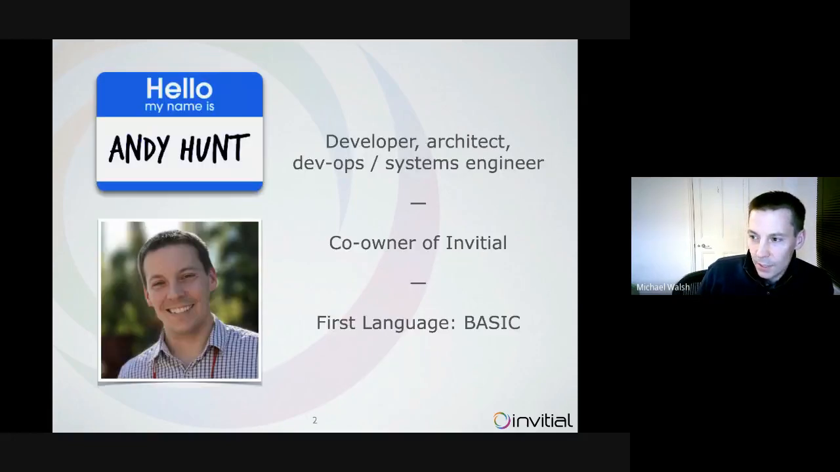First slide, me. So most of you here know me, but I'm Andy Hunt. I'm a developer, architect, DevOps, system engineer, as typically happens when you've been doing this stuff a long time. I co-own a company called Invisual, which is a software development consultancy. And fun fact, my first language was BASIC.